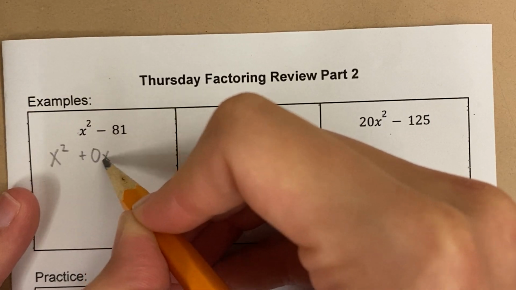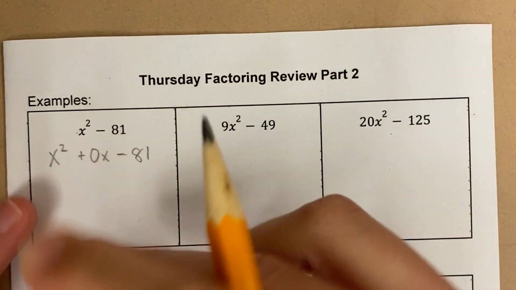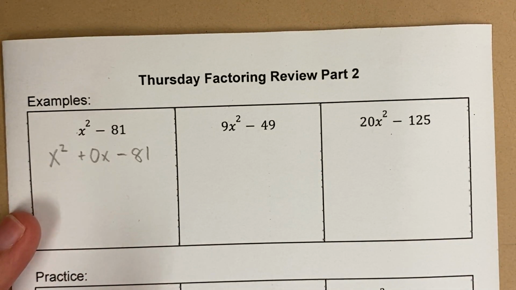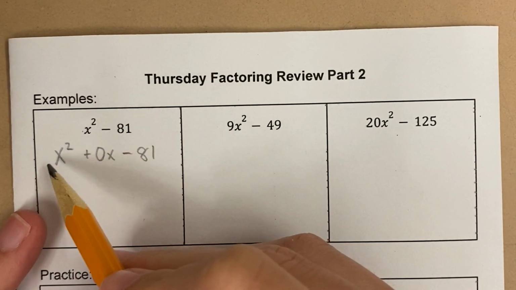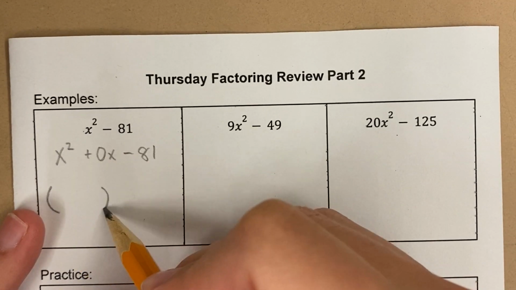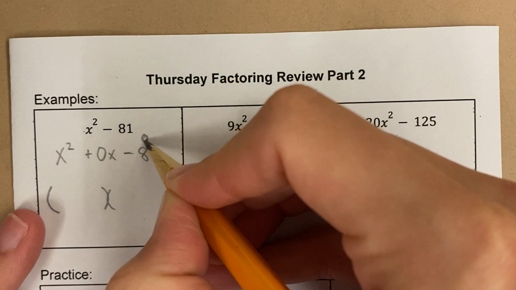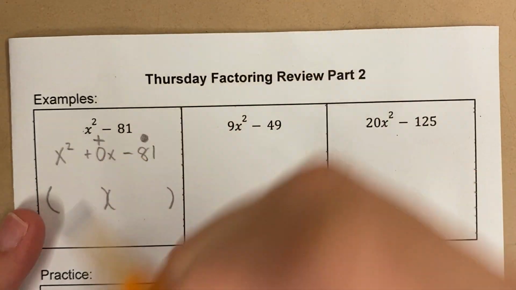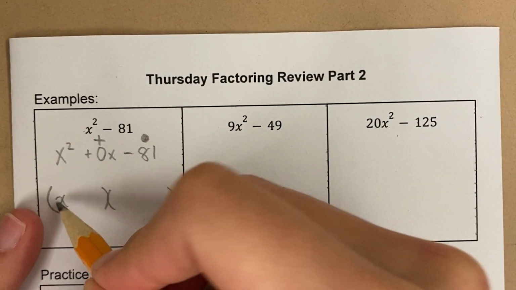And I want you to observe patterns where you don't have to do this. But let's do it the long way first so you can see why things work. I need 2 numbers. There's nothing out in front here, so I know how to factor something like this. I just need 2 numbers that multiply to negative 81 and add to 0. So what are the numbers that multiply to negative 81 and add to 0?